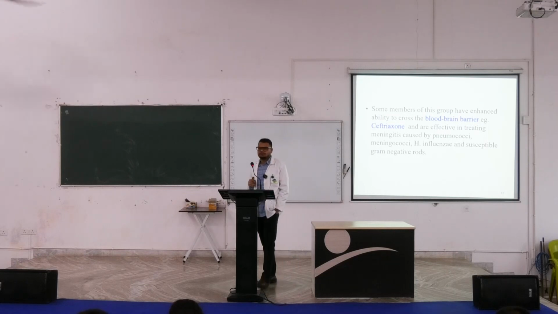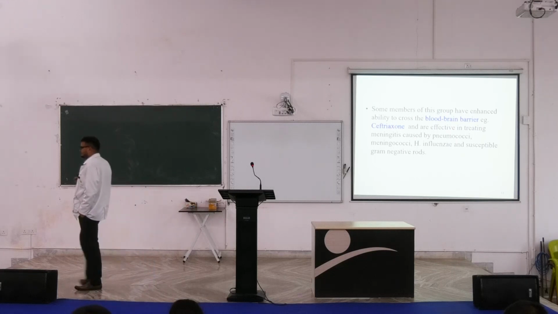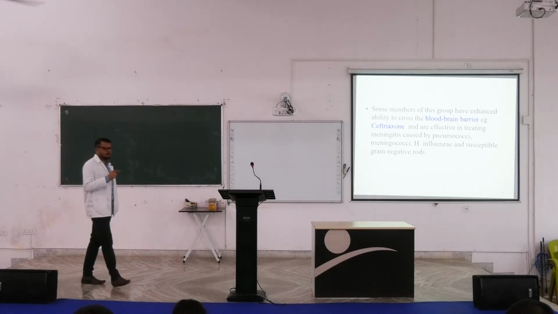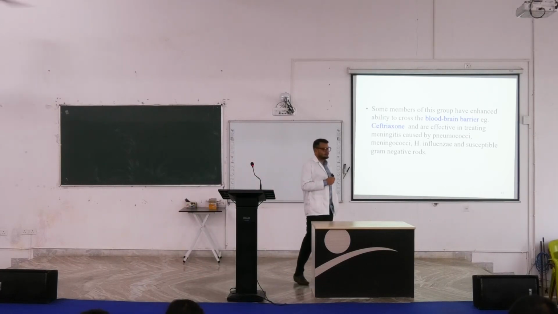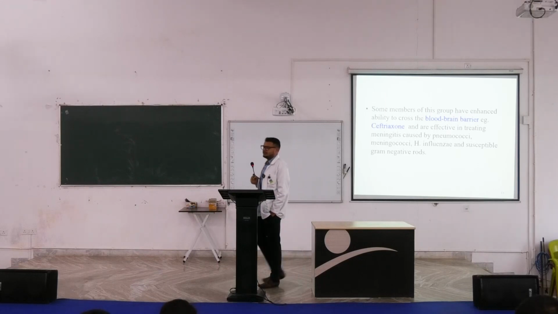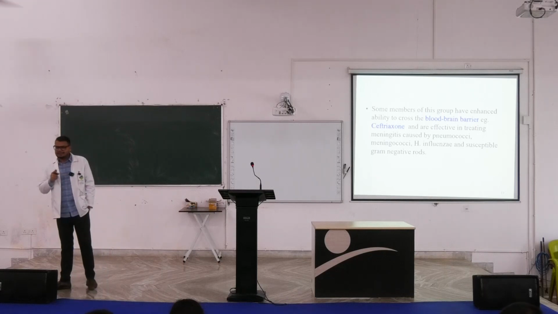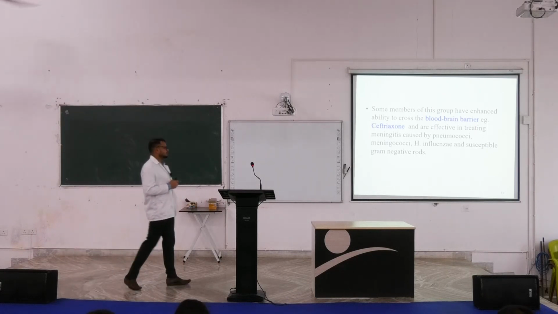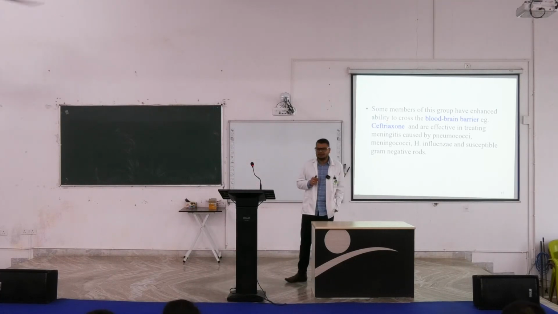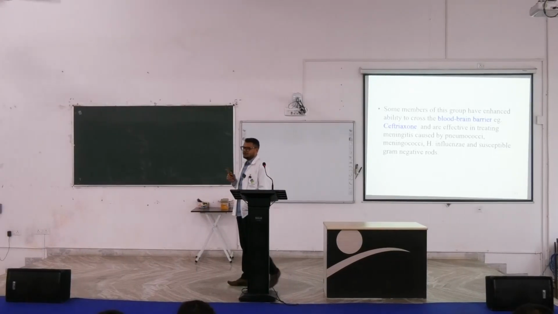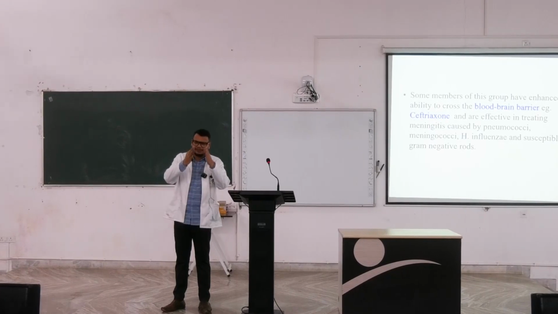by opening of tight junctions. As a result, the antibiotic can cross the inflamed blood-brain barrier. A normal blood-brain barrier it cannot cross, but when there is inflammation, the permeability is increased and the antibiotic can enter.